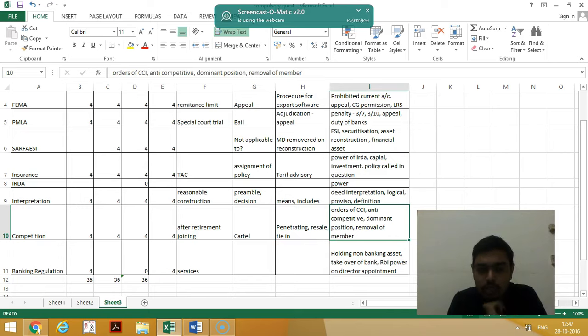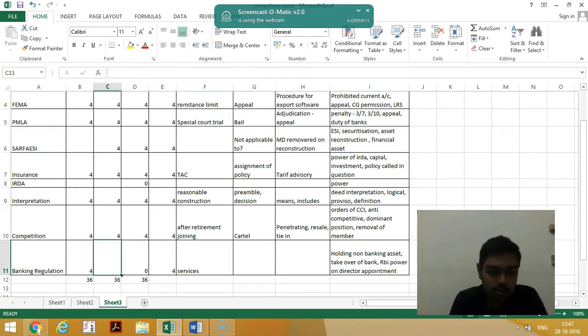So we can expect this time orders of CCI, then anti-competitive agreements, abuse of dominant position. So that is very important, abusing dominant position. Then removal of member, what is the procedure for removal of members. Then banking regulation, as I told you already, this non-banking asset they are holding, then takeover, RBI power. So if at all you want to leave, no, IRDA can be left according to me. Other things we have a chance of getting a question from it.